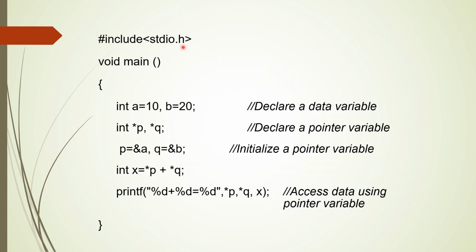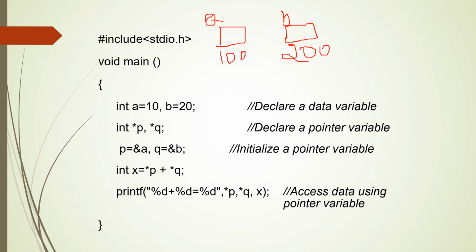Let us take one simple example to understand the concept of pointers. When the statement int a is equal to 10, b is equal to 20 is executed, the compiler is going to create two blocks with the names a and b, and these two blocks are associated with some base address. The name of this memory block is a, the name of this memory block is b. Let us assume that the address of this memory block is 100, not exactly 100, and the address of the other memory block is 200.